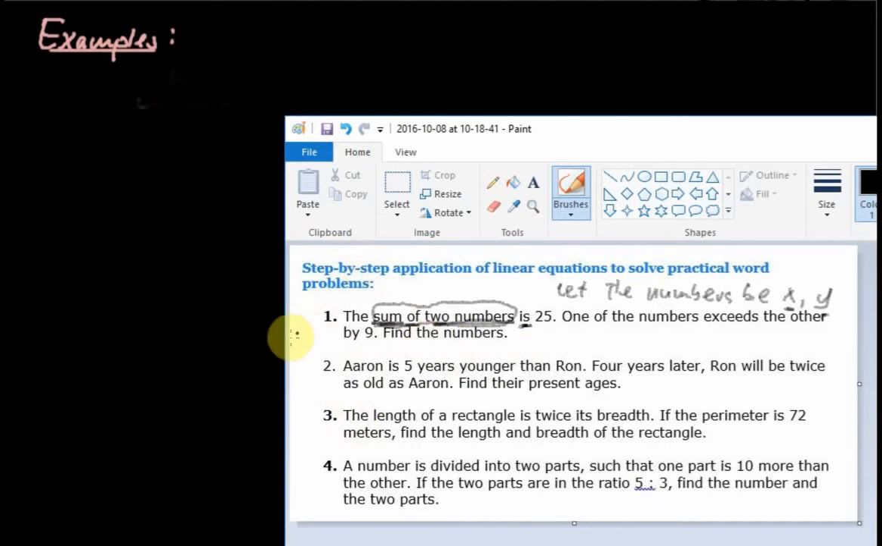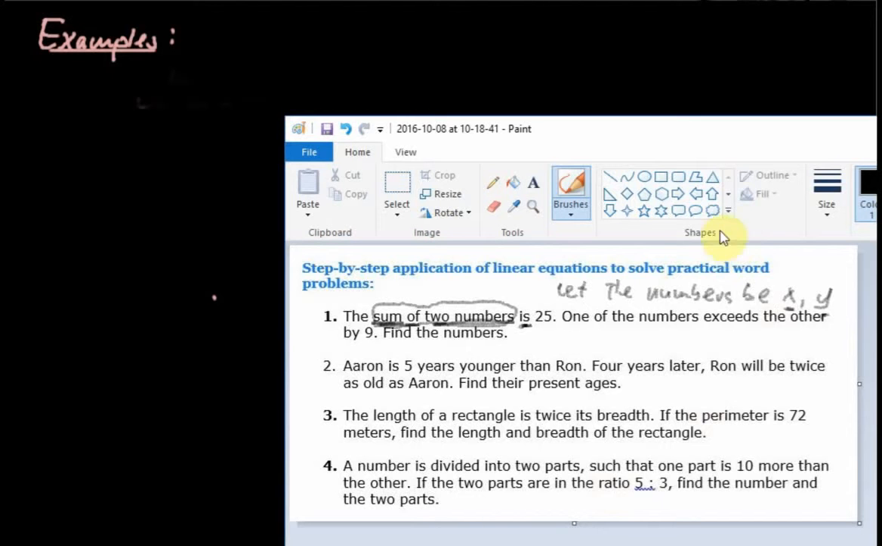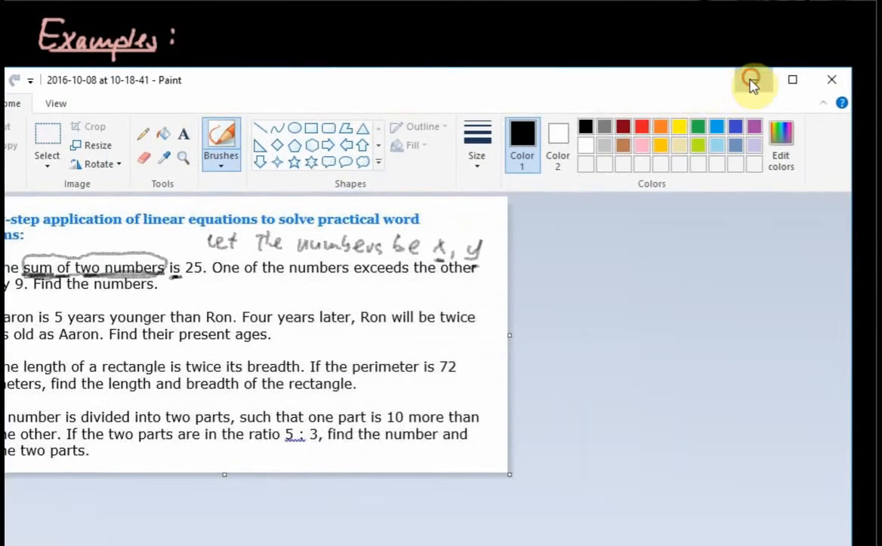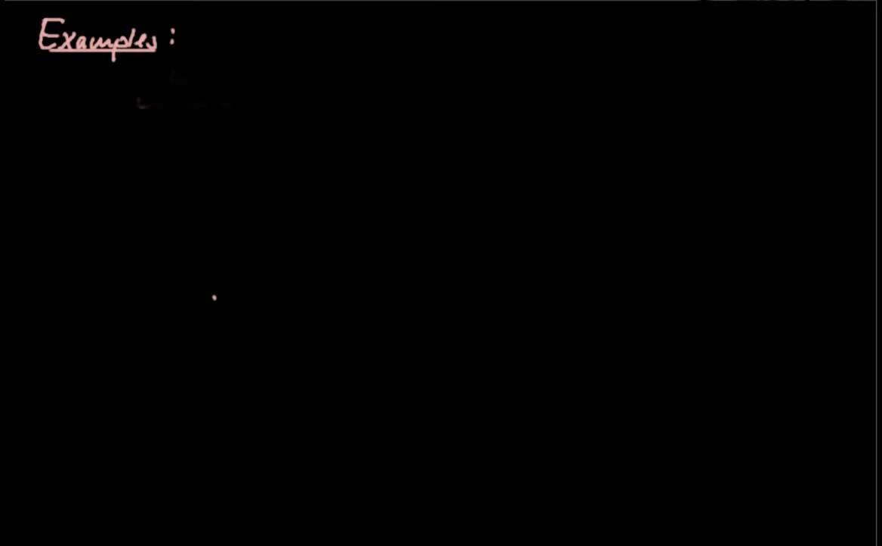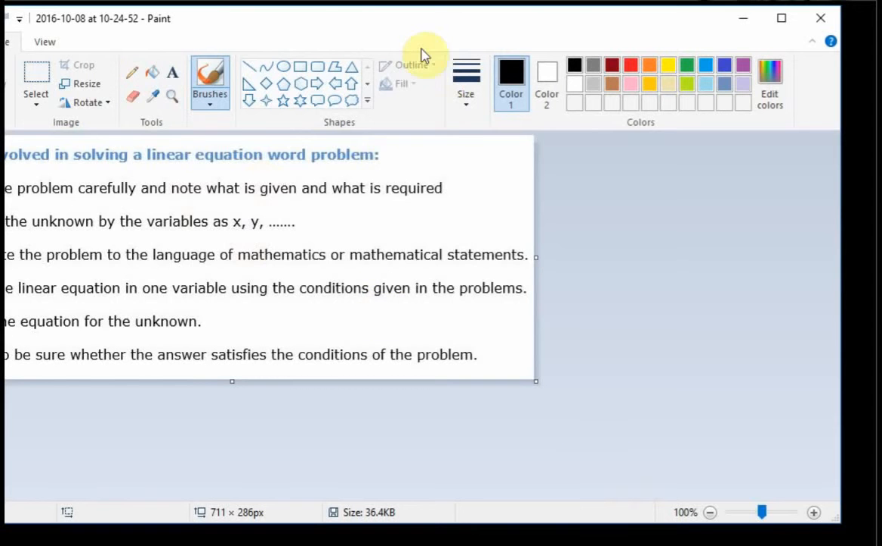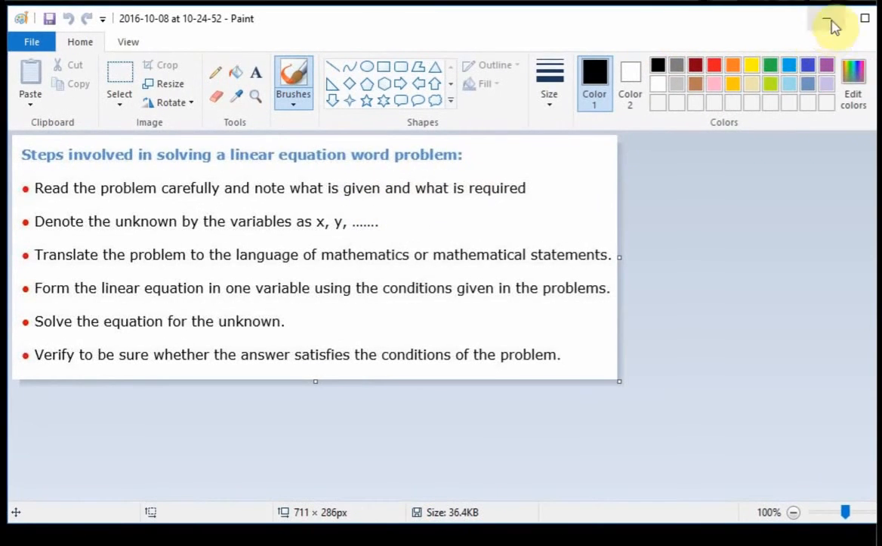Now I would also like you to see this. Okay, let us minimize this. We have to read the problem carefully and note what is given and what is required.